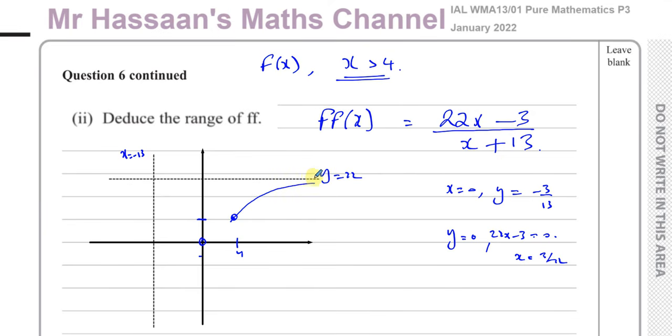Above there's an asymptote. It'll never go above here. And it'll never go below this point here. So we've got to work out what this point here is when x equals 4. We're going to find what our function ff is. So you're going to have 22 times 4 minus 3 over 4 plus 13. So that's going to be 88 minus 3, which is 85 over 17. I think 17 times 5 is 85. That's right, that's 5. So this is actually 5 here.